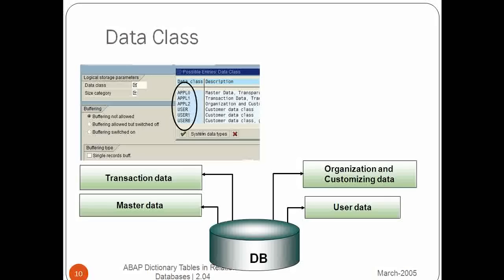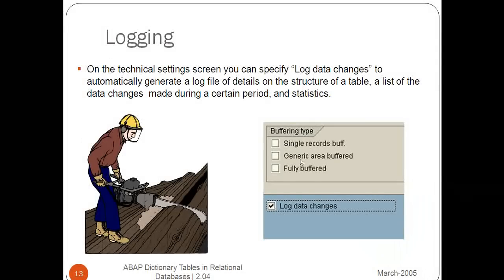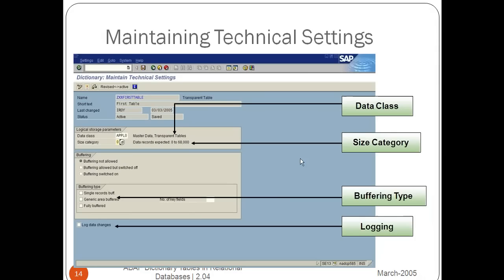Data class shows transaction data, master data. Already covered, I will just pass the slides. Size category will tell you how many entries it could store. Buffering type: single record buffering, generic record buffering, full buffering. Logging: if you tick this button, it will store the details of what changes are going through in this table. Maintain the technical settings, you can check that. Database utility was already covered earlier. It's an interface between the dictionary and the database.